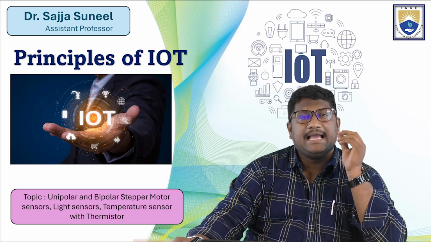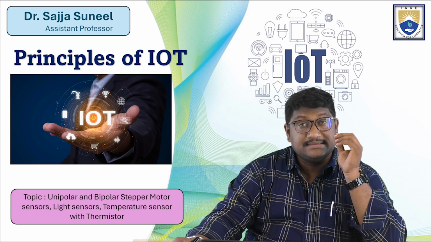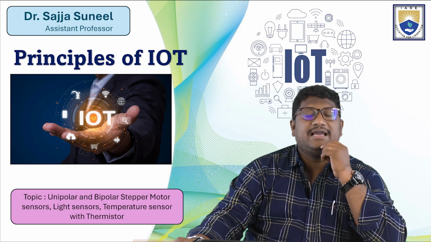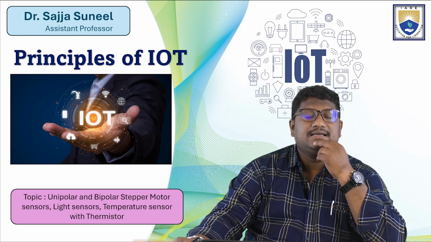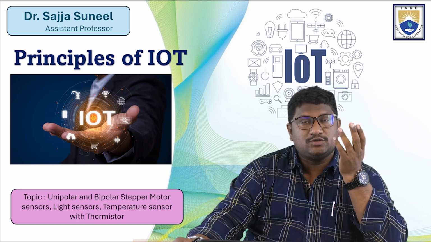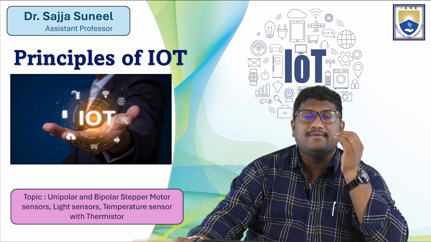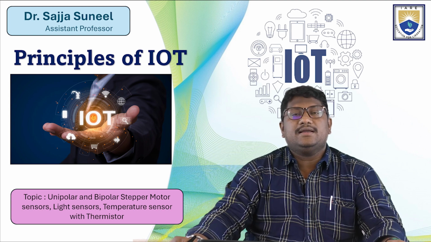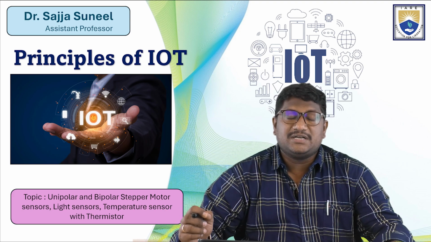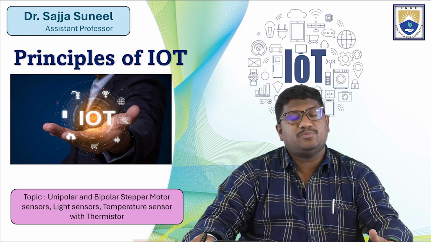Today we are going to discuss unipolar and bipolar stepper motors, light sensors, and temperature sensors with thermistors. These are the three concepts which I am going to discuss with you today. These concepts are taken from the third module in Principles of Internet of Things, which was controlling hardware and sensors. Why will controlling hardware and sensors play a major role in the Principles of Internet of Things? Without controlling, IoT is not possible.